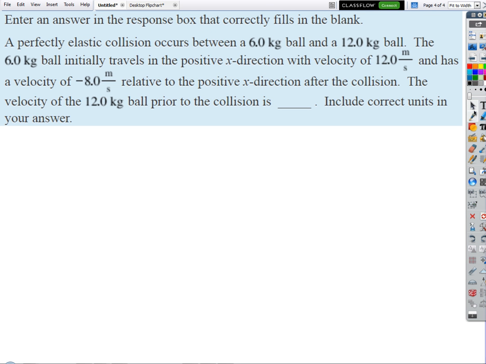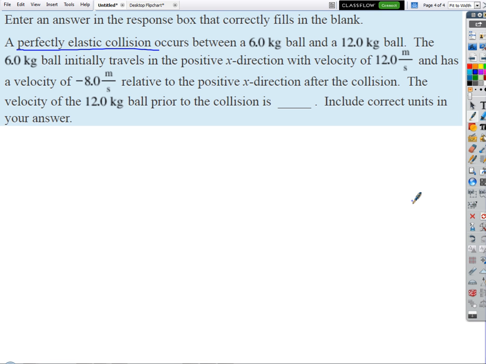All right, so this is a good one. First of all, it's a perfectly elastic collision. That's an important term in physics. It means no kinetic energy is lost. So it's perfectly bouncy. No energy is lost during the collision. So when no energy is lost, that gives us two ways to solve for unknowns. We have two equations that apply: conservation of momentum and conservation of energy. Momentum is always conserved in any collision.